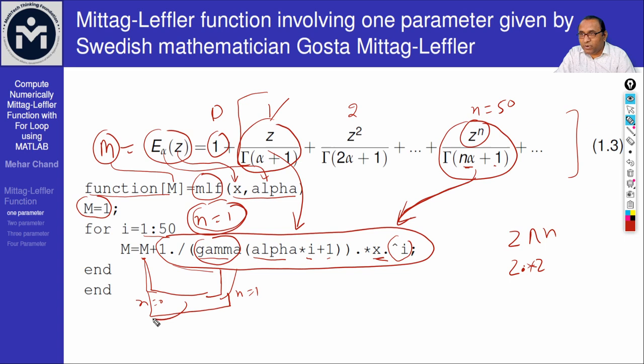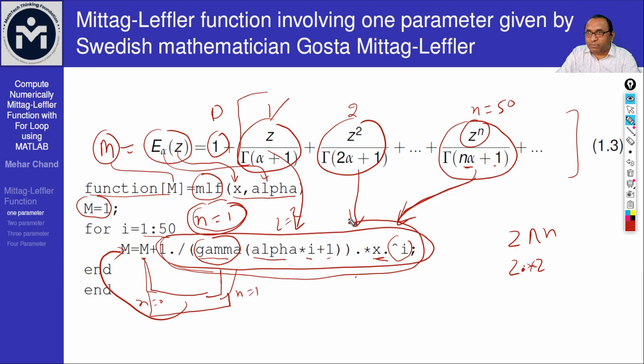Now, when we have n equal to 2, this value will be calculated at this place, and i is equal to 2, next value will be taken for i equal to 2. Means we have the third term for n equal to 2. Okay, so this value will be updated for n equal to 2, and this will be the third term of the series, as you can see. And this m is the sum of first two terms.